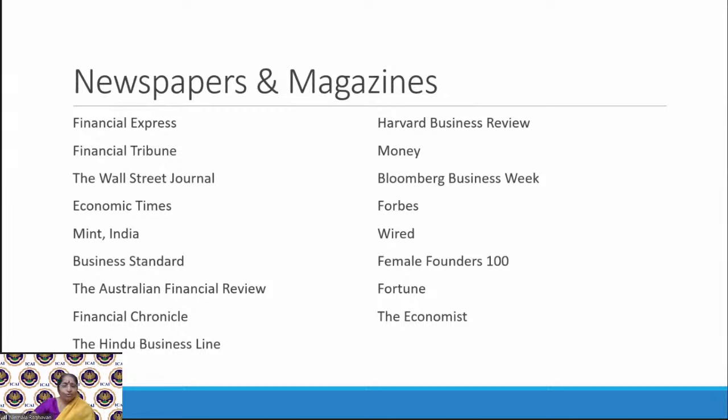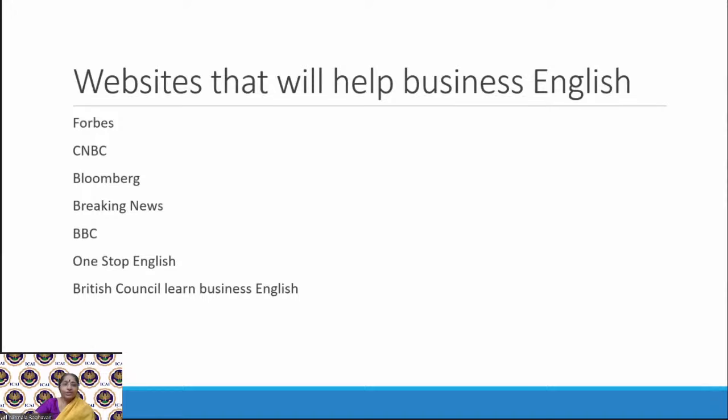You don't have to buy them. You don't even have to spend money. You don't have to stack the newspapers. Okay. So that's about newspapers and magazines. Now, websites that will help business English: Forbes, CNBC, Bloomberg, Breaking News, BBC, One Stop English, British Council.